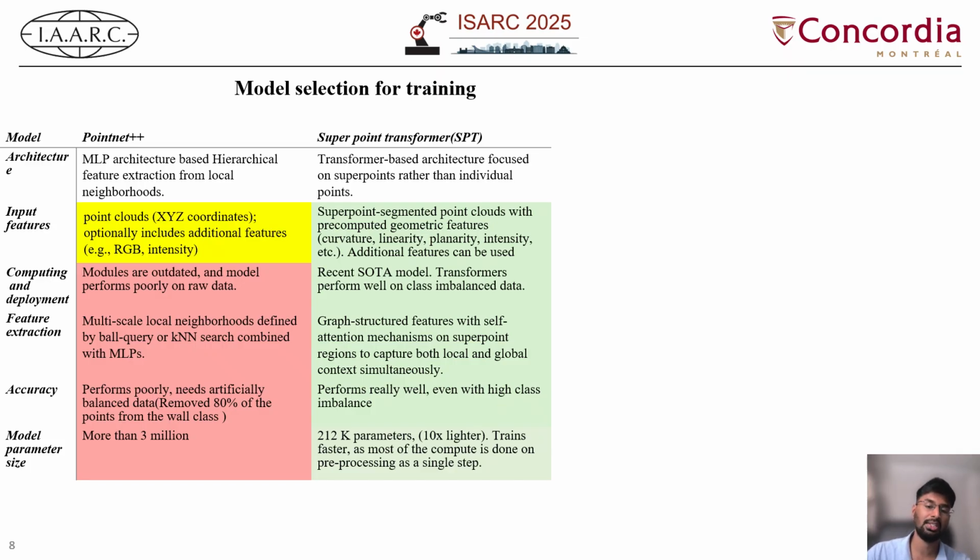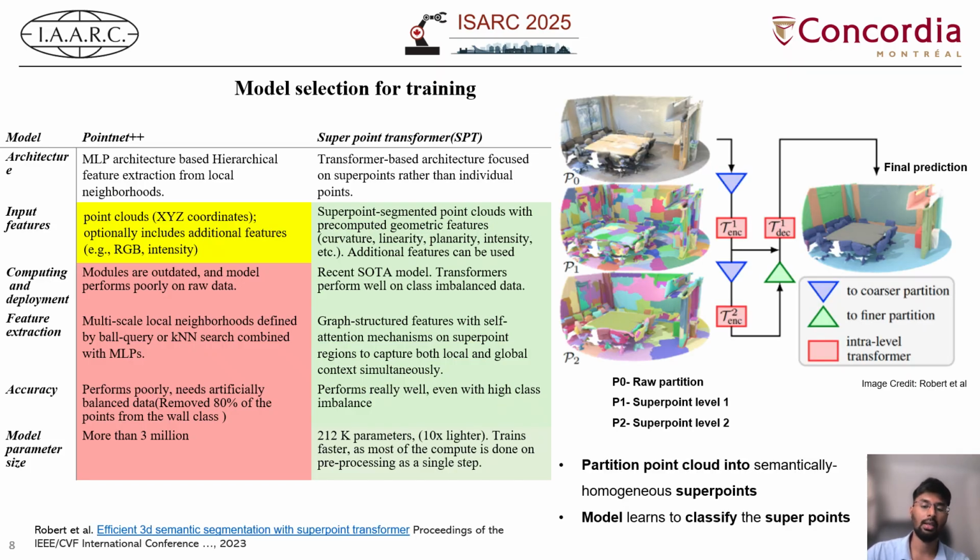The way SuperPoint Transformer works is that it tries to partition the point cloud into semantically homogeneous superpoints, which are based on the features that I mentioned before. Then the model learns to classify these superpoints. That way, the model is really efficient in terms of compute, and it tries to learn the semantic features really well.